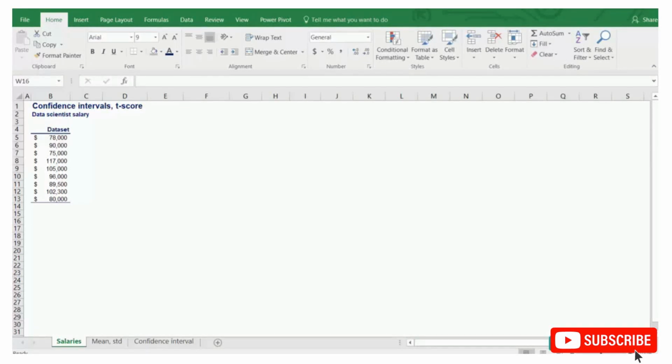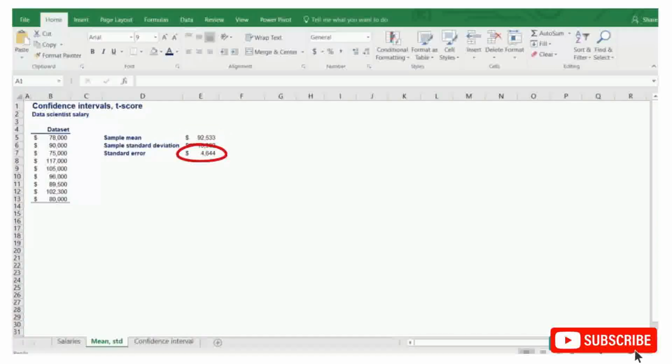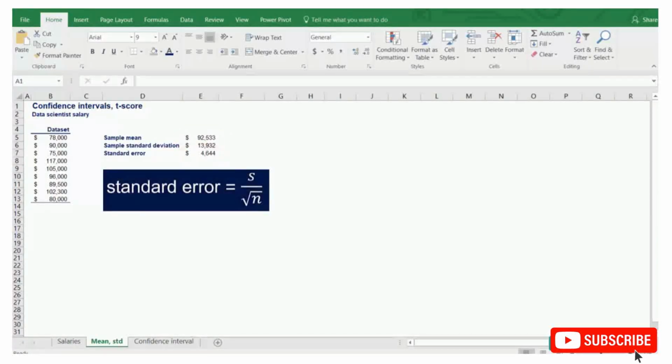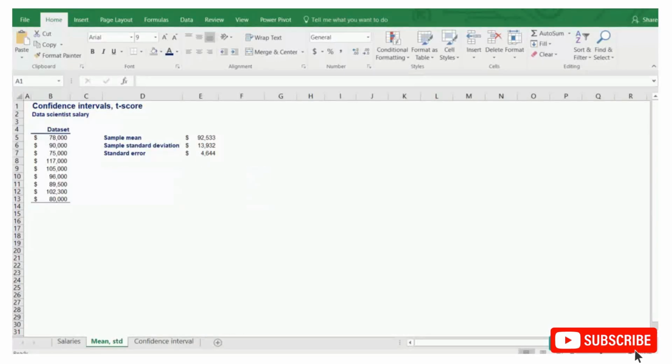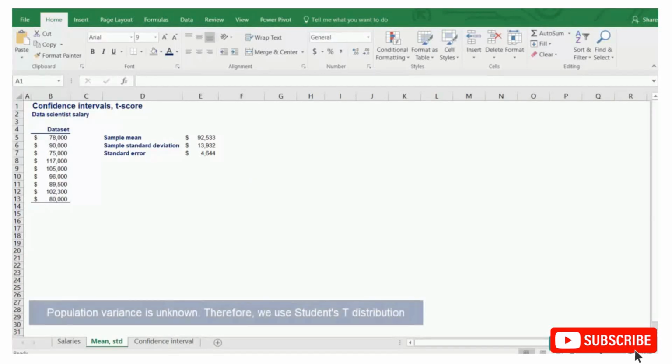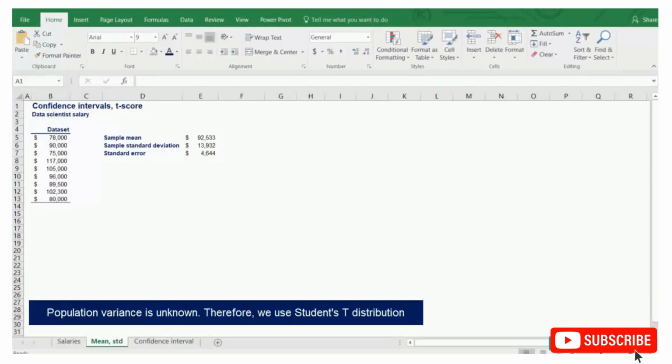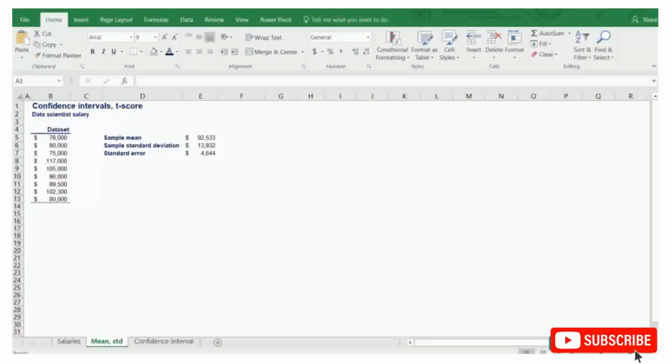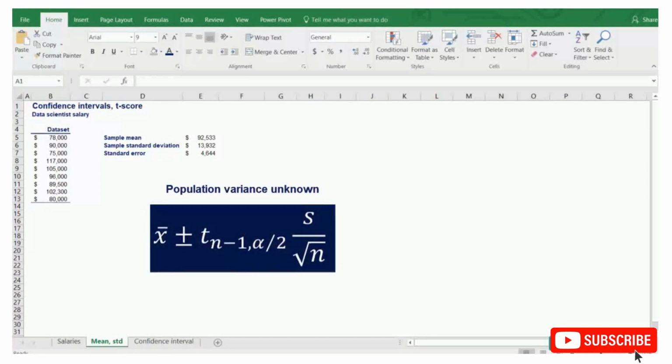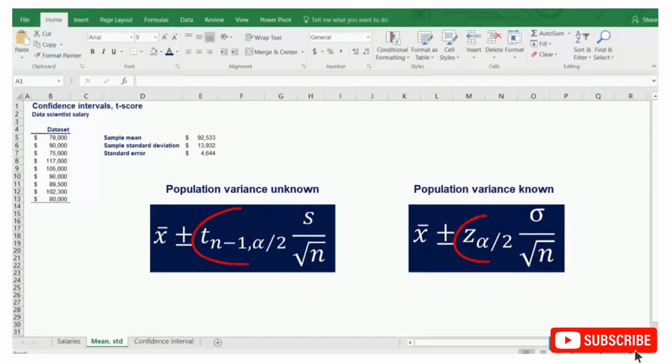Okay, we've already calculated the sample mean and standard error, which are $92,533 and $4,644 respectively. But this time we don't have one key piece of information, the population variance. No problem. As the good statisticians that we are, we will use the Student's T-distribution. Here's the formula that allows us to find a confidence interval for the mean of a population with an unknown variance. Let's compare it with the formula we used when the variance is known. There are 2 key differences. First, instead of z-statistic, we have a t-statistic.